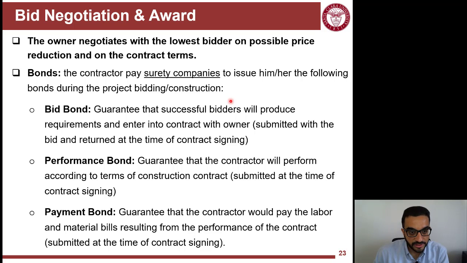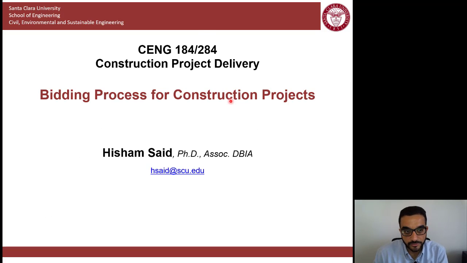So hopefully that was clear, and that was the last thing we covered today for the bidding process. So we learned about the sequence of steps in a bid process, and they're typically applicable in public projects because there are a lot of things that need to be respected there. And we learned about the different documents and the bid package for a project. And finally, we learned about the last step, which is negotiating the contract and the bonding aspect in construction projects.